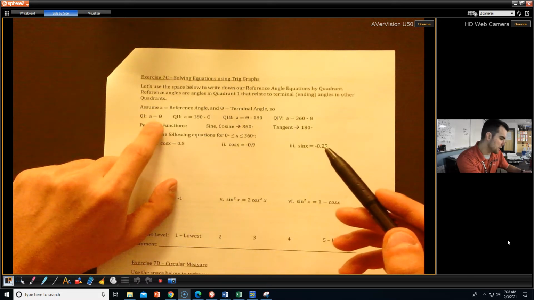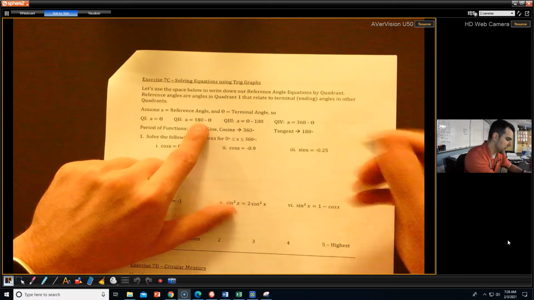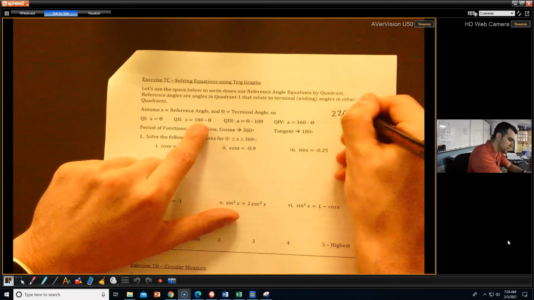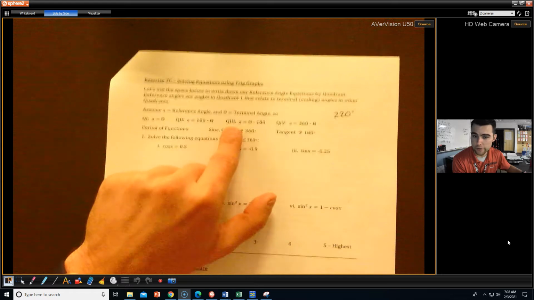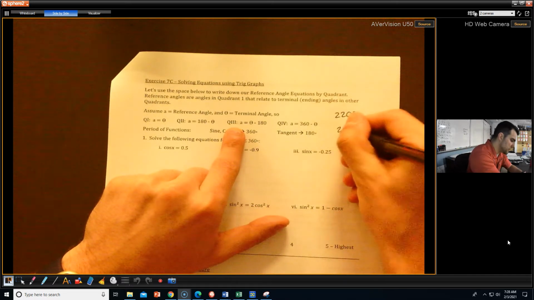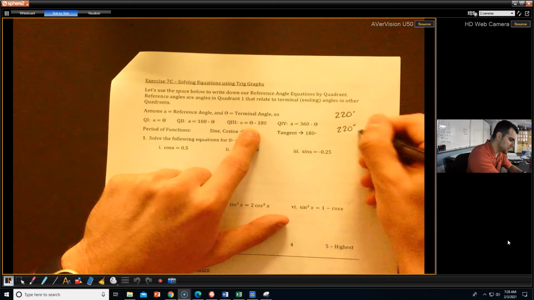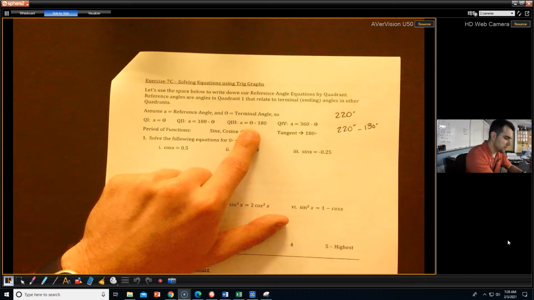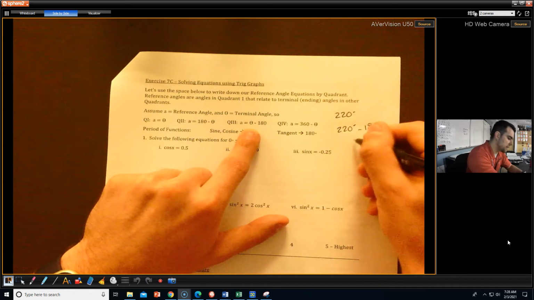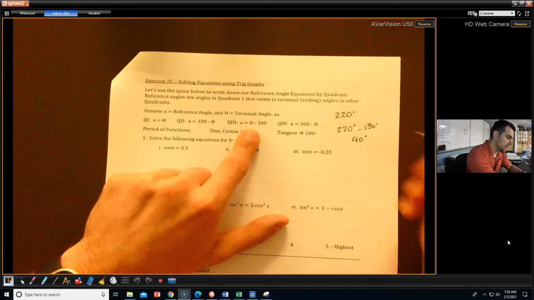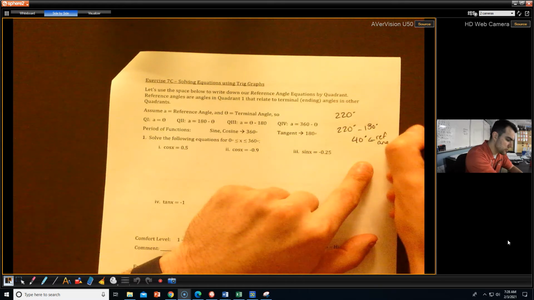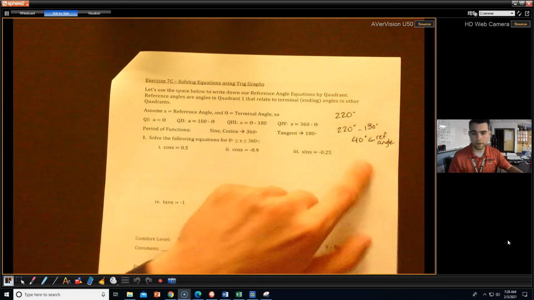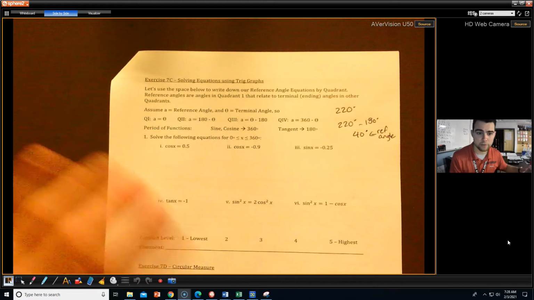So if I had a terminal angle of 220 degrees and I wanted to find the reference angle, I know that's in quadrant 3, so I take my 220 degrees, that's my theta, subtract 180 degrees, and I end up getting 40 degrees, and that is my reference angle to 220 degrees. Okay. So why are reference angles important?